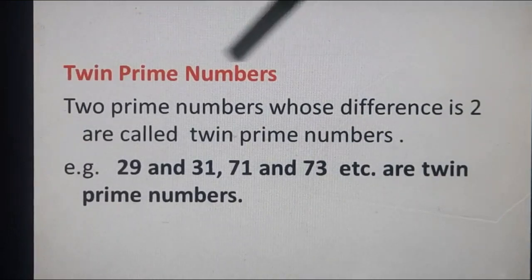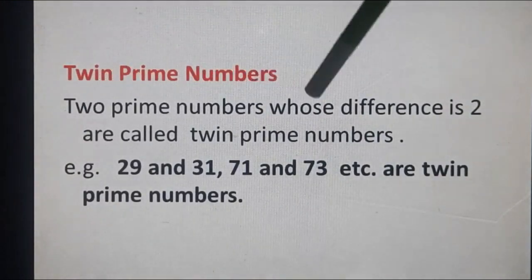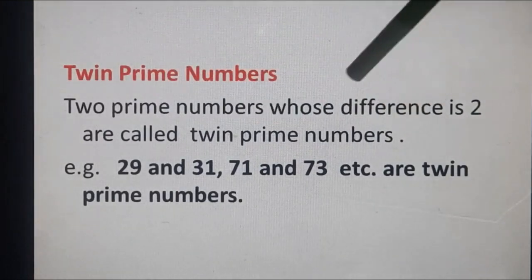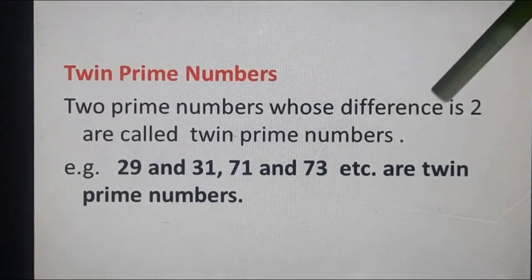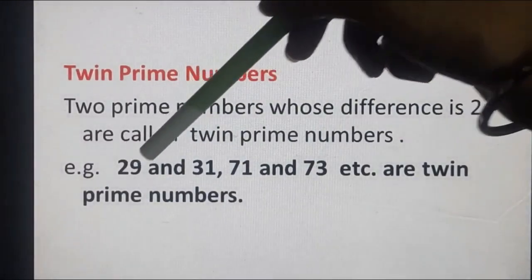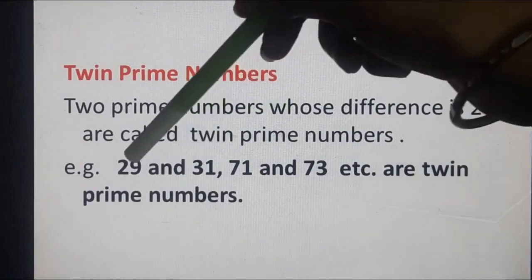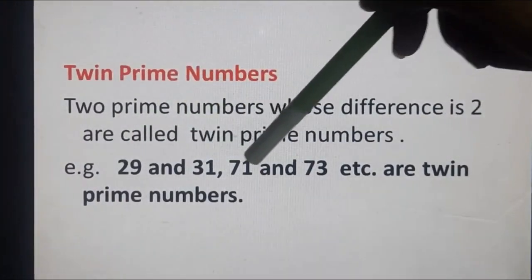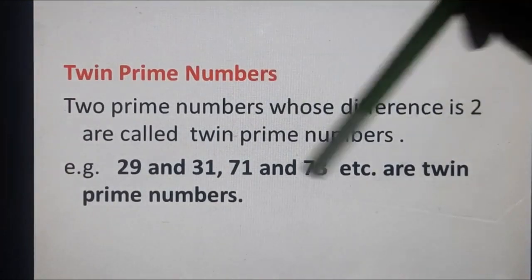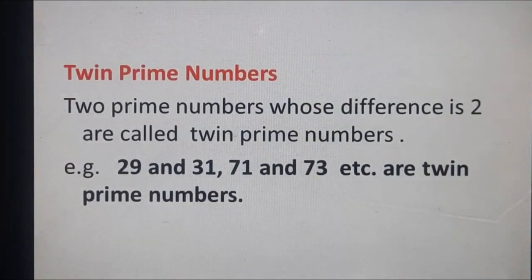Twin prime numbers. Two prime numbers whose difference is 2 are called twin prime numbers. If the difference between two prime numbers is 2, then these are known as twin primes. For example, 29 and 31. 31 minus 29, difference is 2. 71 and 73. 73 minus 71, difference is 2. So these are the pairs of twin prime numbers.